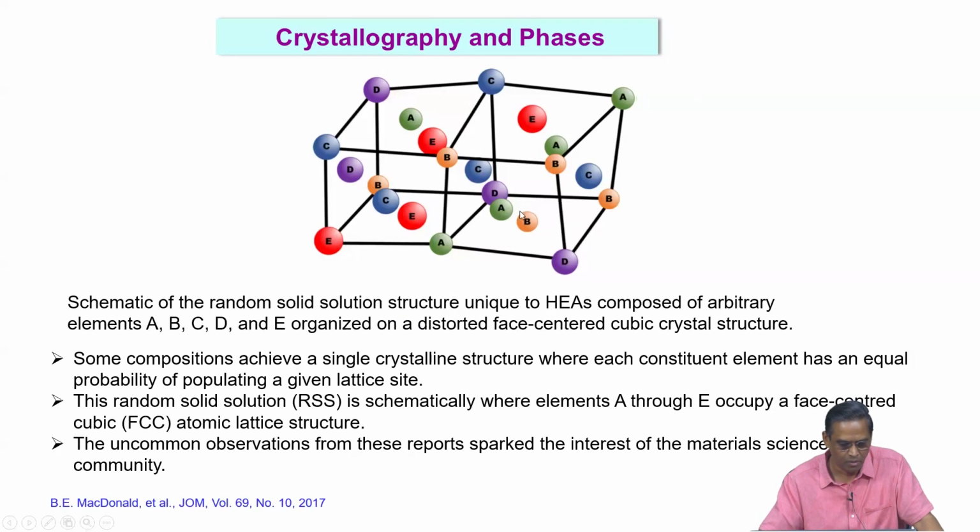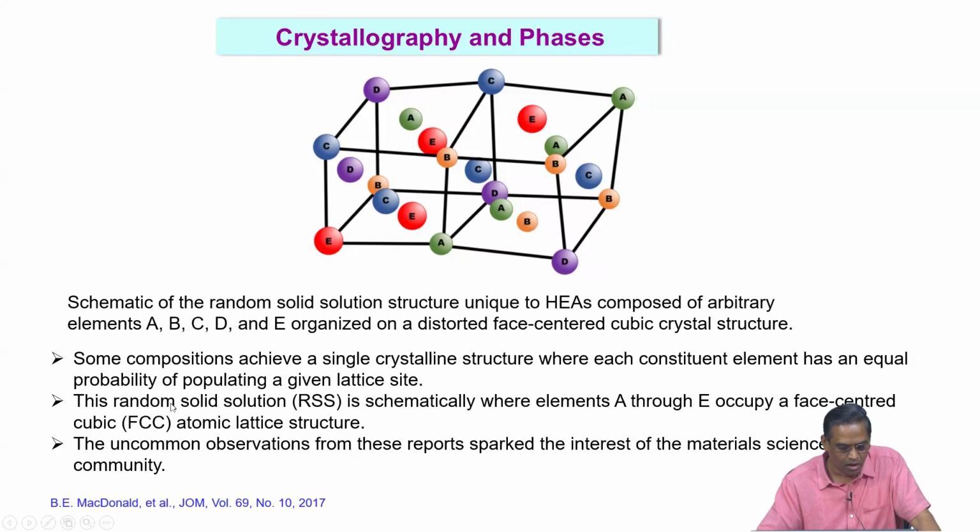So, some compositions achieve a single crystalline structure where each constituent element has an equal probability of populating a given lattice site. Okay. So, you have a choice how you mix, how many elements you mix, and then you have to find a probability of each element occupying the lattice sites. We do not know, because it is only a probability how it is going to occupy each lattice site, and that is why it creates a randomness. So, this randomness creates this random solid solution, schematically, where A through E occupy a face centered cubic atomic lattice structure.